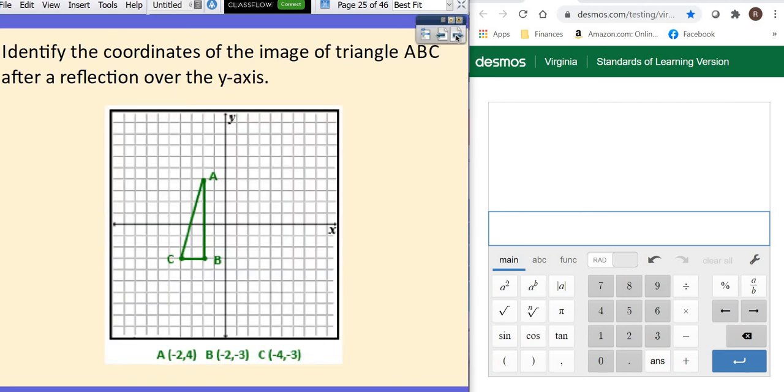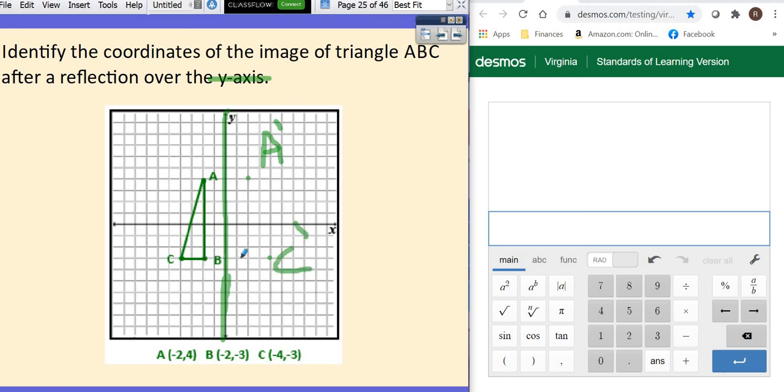Okay. All right, here's one that says, identify the coordinates of the image of triangle ABC after a reflection over the y-axis. So this time I'm going to highlight my y-axis and make sure I'm going to the right place. It gave me the points here, but I'm just going to count. 1, 2, 1, 2. There is A prime when I reflect over the y-axis. And let's do C. 1, 2, 3, 4. 1, 2, 3, 4. That is C prime.